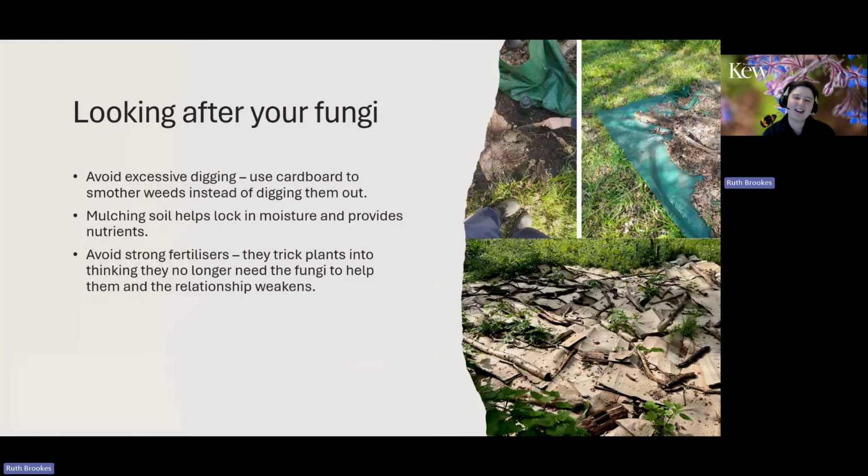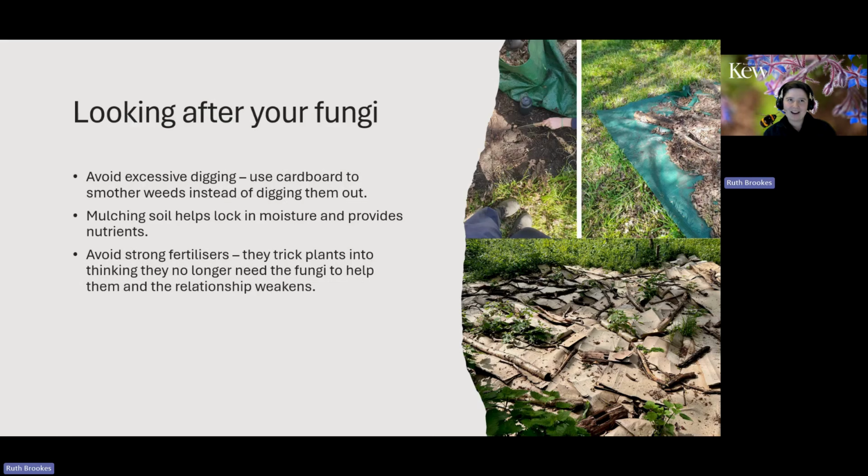So a few of the things you can do to help your fungi thrive are to avoid excessive digging. This can be really disruptive to those little filaments that live in the soil. So rather than digging, you can use cardboard to smother weeds, and that really helps the soil remain undisturbed. The way the fungi and the plants work together is usually the filaments of the fungi will actually connect to the plant's roots. So if you dig the soil, you're kind of severing those connections.